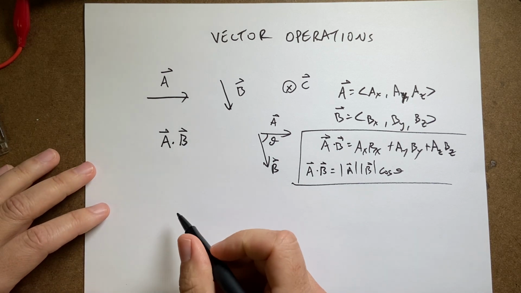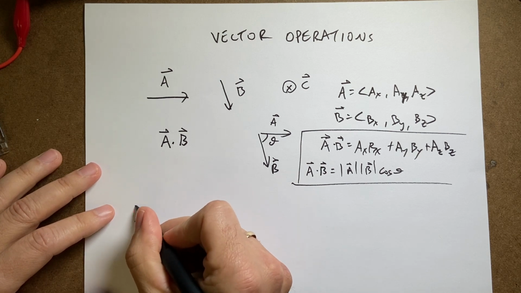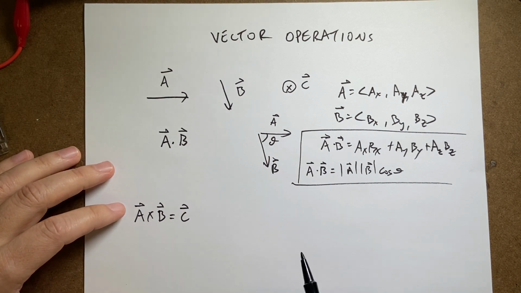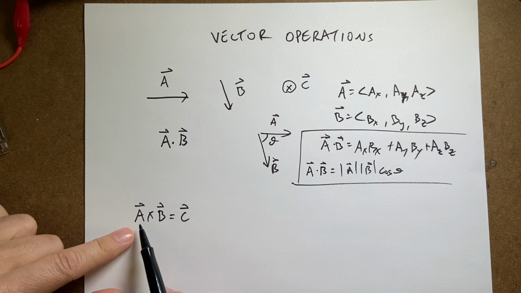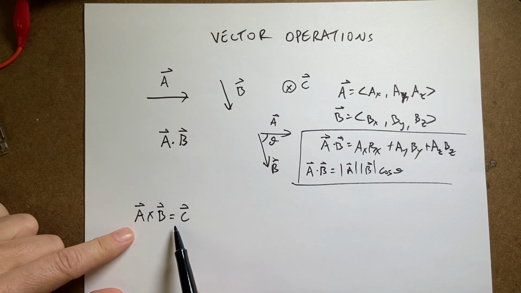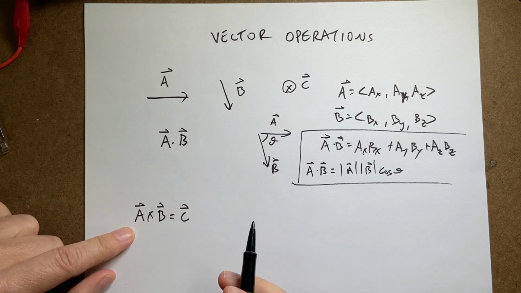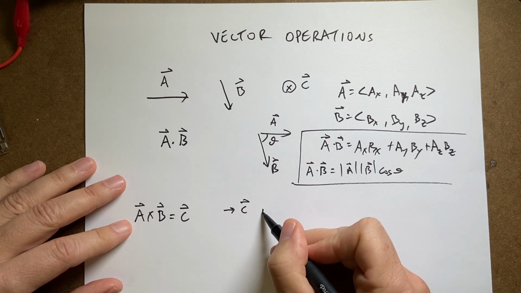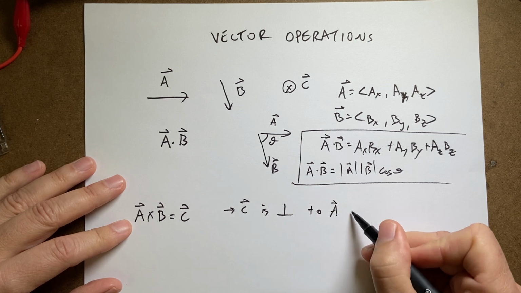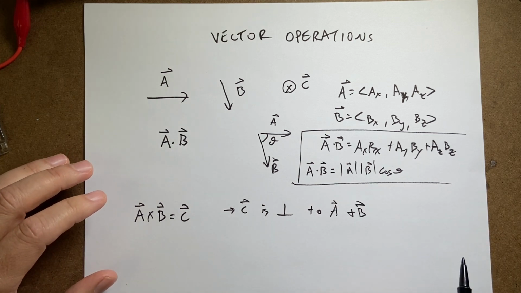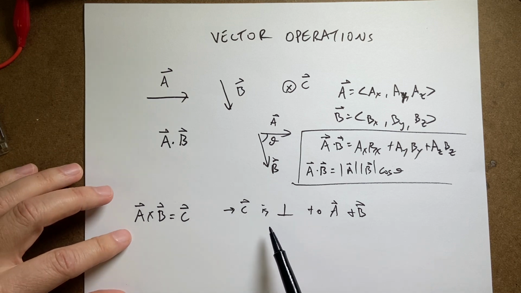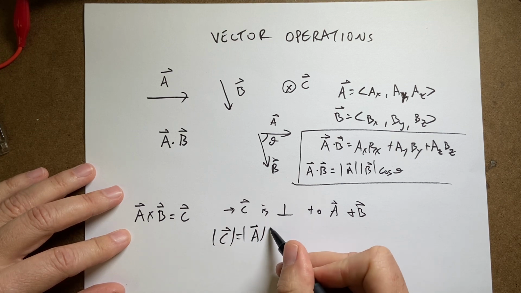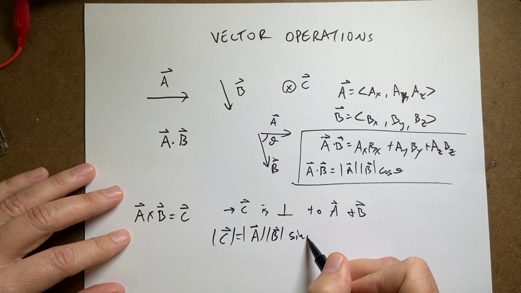Okay, there's another vector operation called the cross product. A cross B equals C, and some other vector. So this is a way to operate A and B and get a vector answer. So you can get this by components, but I'm not going to ask you to do that right now. But more importantly, C is perpendicular to A and B, and that makes this inherently a three-dimensional operation. And the magnitude of C is equal to the magnitude of A times the magnitude of B times the sine of the angle between them.